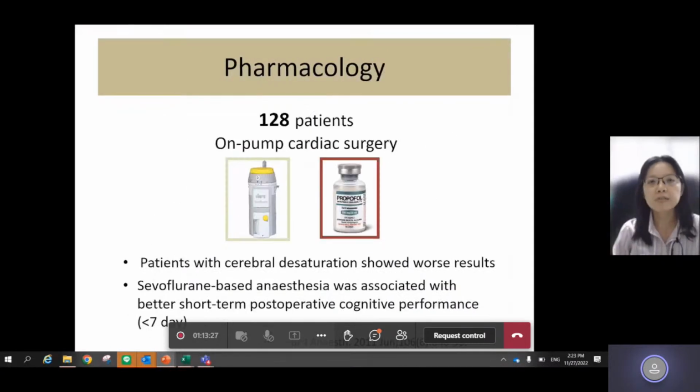And hopefully, let's talk about some pharmacology. Is there a single agent that's used and could prevent POCD? Well, there's no strong evidence till now. There's a study of off-pump cardiac surgery comparing propofol to sevoflurane, which showed that sevoflurane might be beneficial in short-term postoperative cognitive performance. However, the study only consisted of 128 patients, which is very small. So it is not accepted as a guideline for clinical practice.